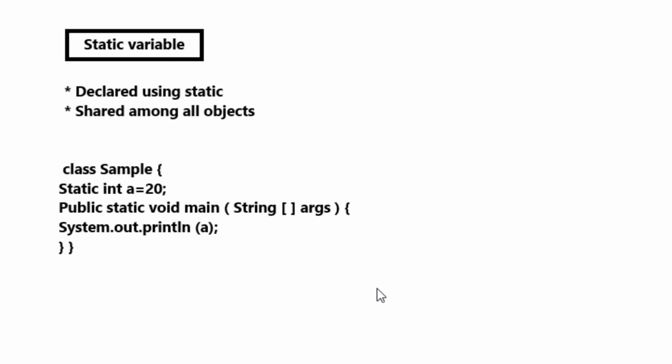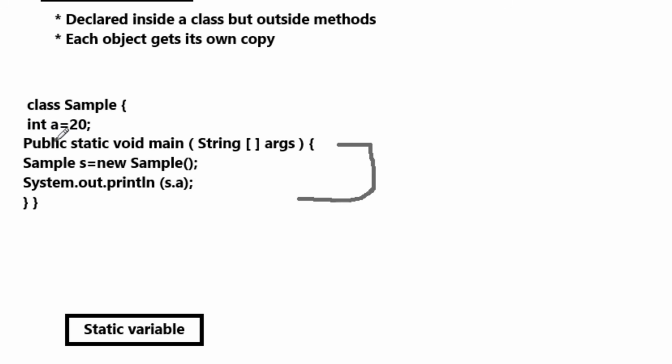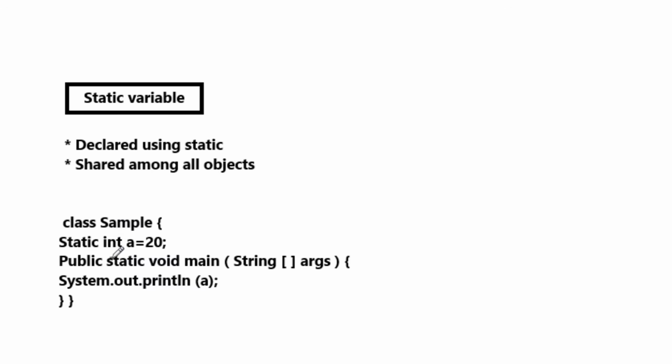Next type, static variable, declared using the static keyword. Now I will show you: static int a equals 20. This is a static variable. When we declare using the static keyword, it's a static variable. Before that, I used only int a equals 20. Now I use the static keyword: static int a equals 20. This is my static variable. Sir, can we declare it inside a class? Yes, you can declare it inside a class, but not inside a method. We can directly access it inside a method without creating any object, but for an instance variable we must create an object.